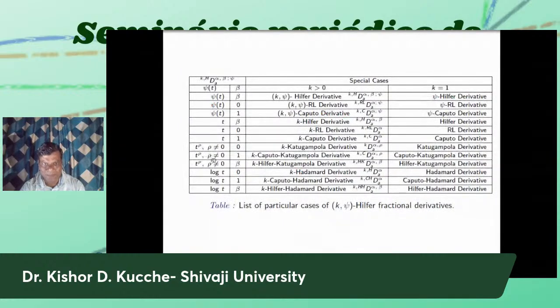So this is the table which we have tried to give here. For k greater than 0, and for different values of beta and different values of psi, we are getting different types of k derivatives here.